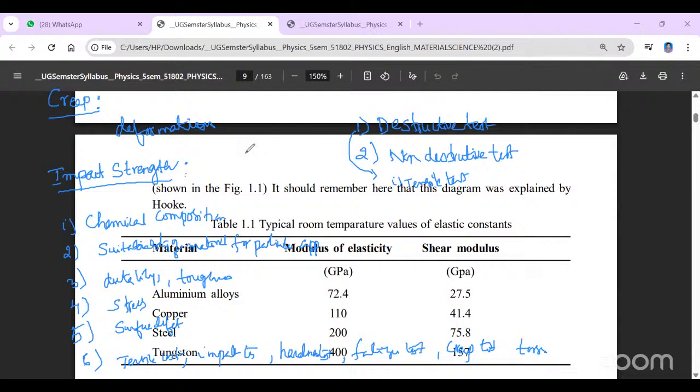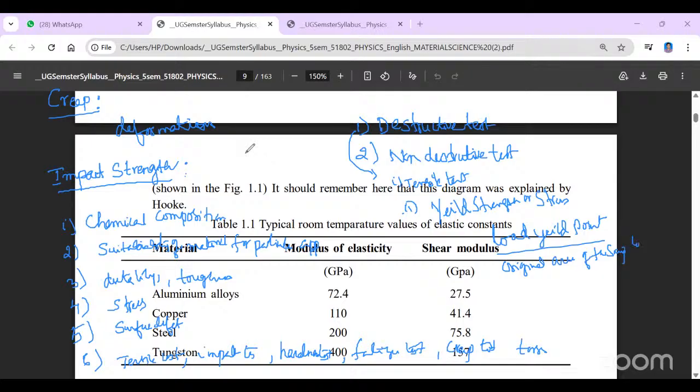Another thing we'll determine under this destructive test is the yield strength or stress. This yield strength is nothing but the load at the yield point divided by the original area of the sample. Okay, this is what we call the yield strength.